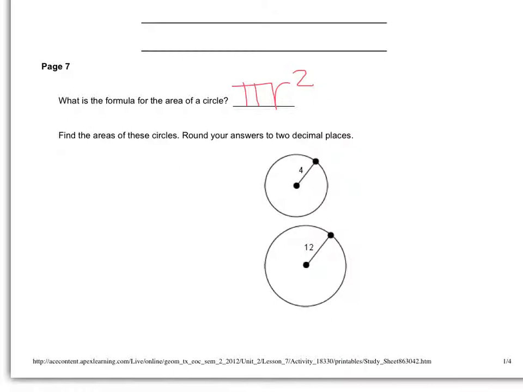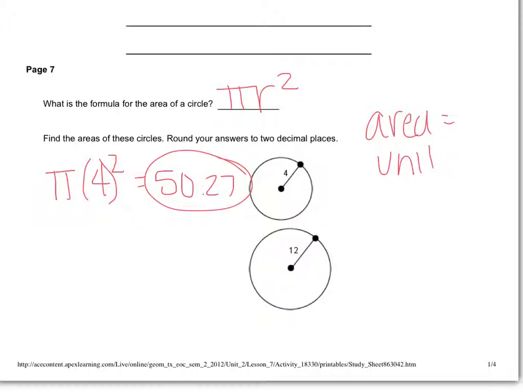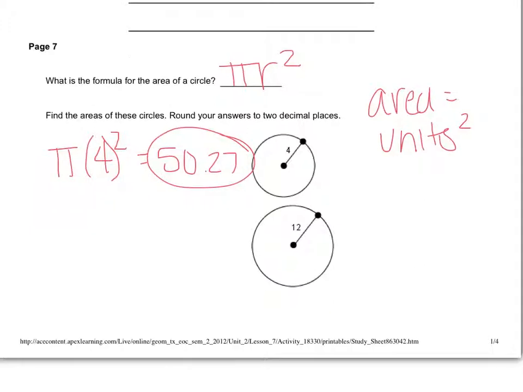So if I wanted to find the area of the circle with a radius of 4, it would be pi times 4 squared. And pi times 4 squared is 50.27. So that would be my area for this particular one. Remember, area is always in units squared, always.